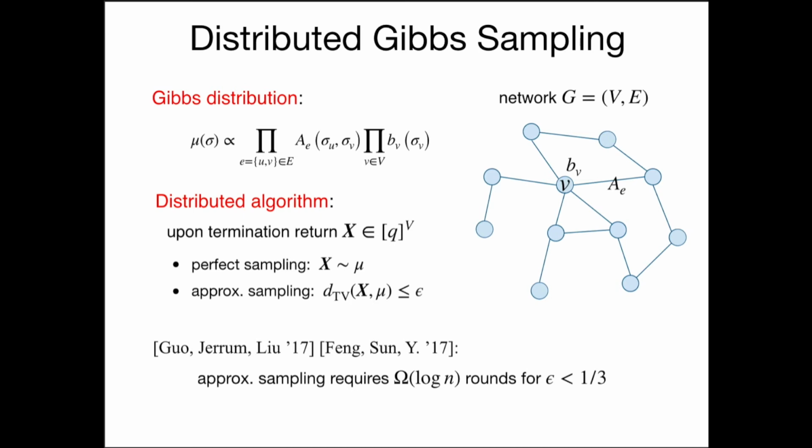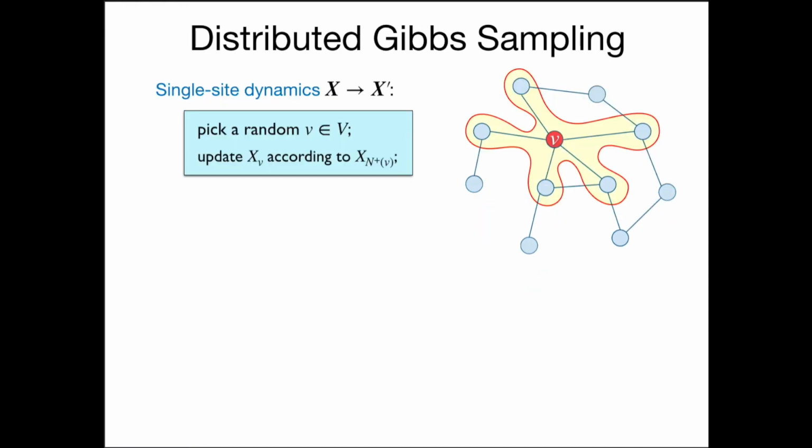And that holds for any non-trivial Gibbs distribution due to the correlation in such distributions. So the log n round upper bound is optimal for distributed Gibbs sampling. So can we do better in some regimes?